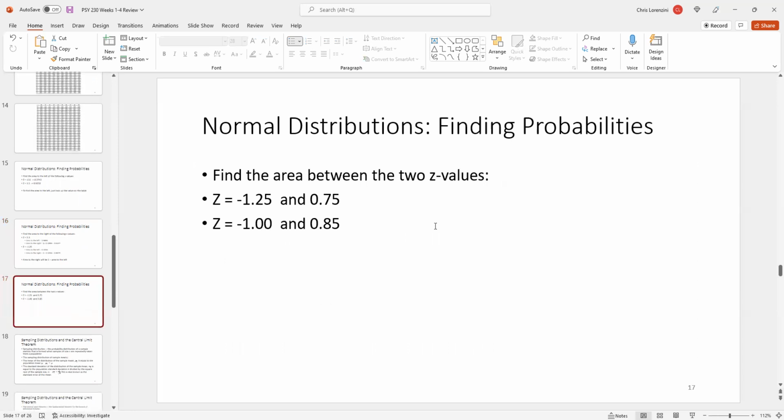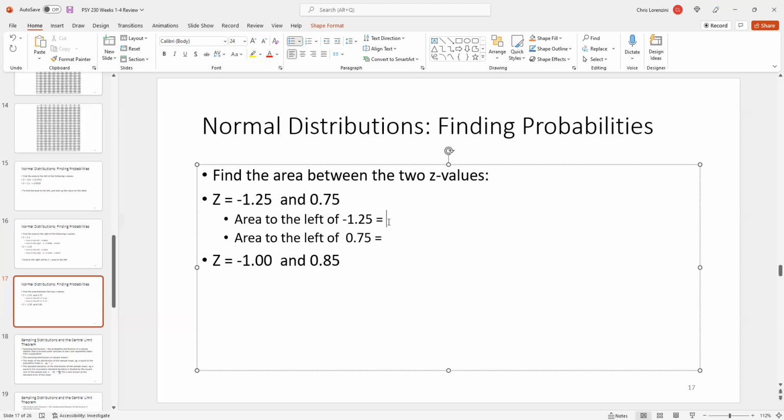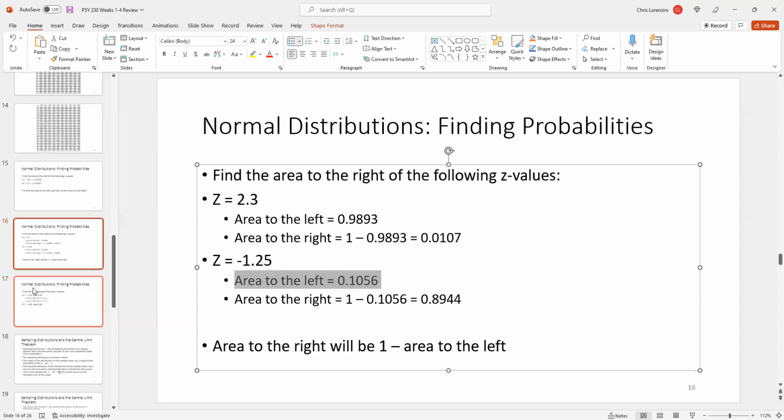Last one's talking about finding the area between two z values. If I want to find the area between two z values, what I'm going to do is find the area to the left of both of them. I'm going to find the area to the left of negative 1.25 in this case. And I'm going to find the area to the left of 0.75. So area to the left of negative 1.25, we actually just looked that one up, 0.1056.